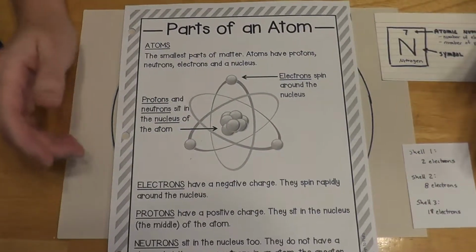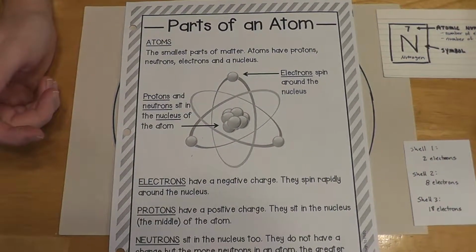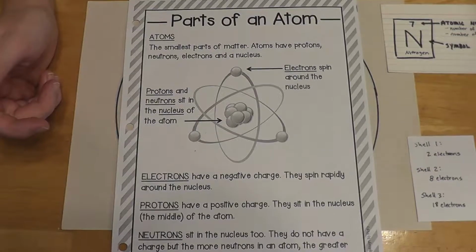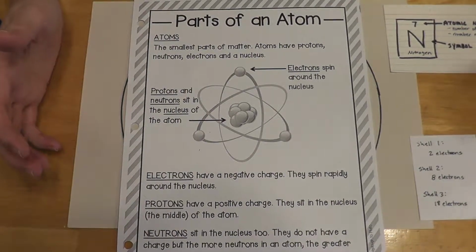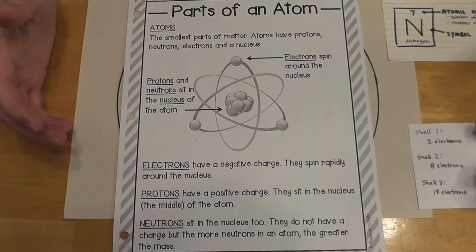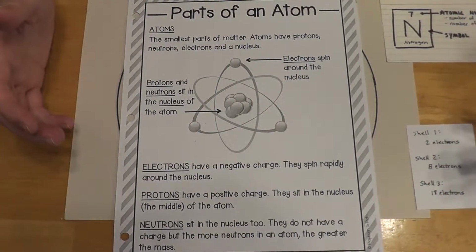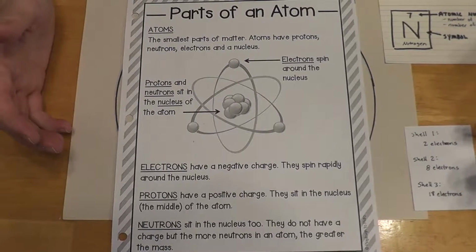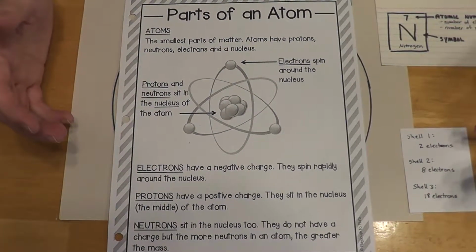Okay, as we continue on our unit on atoms and molecules and compounds, what we're going to start with is just demonstrating that you know the parts of the atom. So we're going to do an activity where you video it, and you're going to show me just as you set up different atoms from the periodic table.